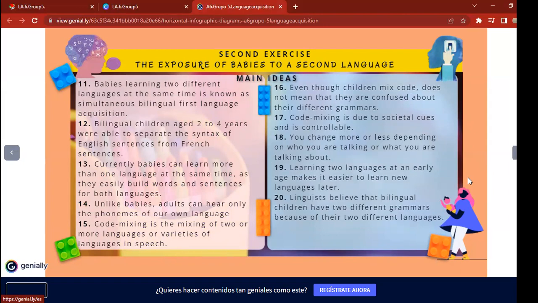And finally, linguists believe that bilingual children have two different grammars because of their two different languages.